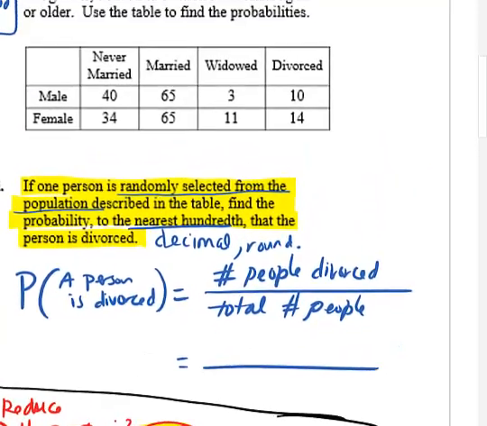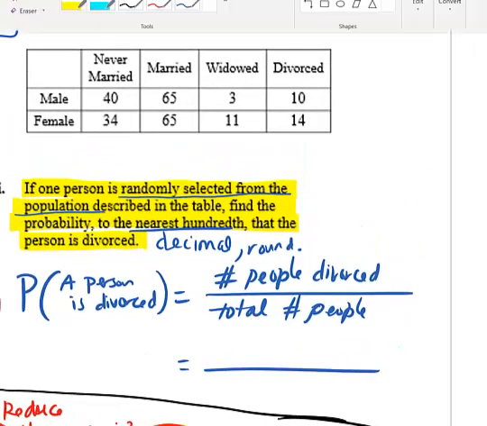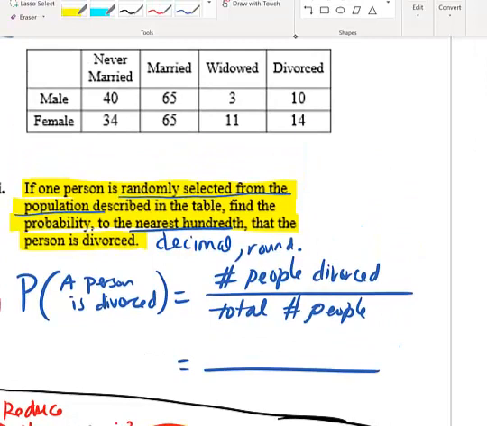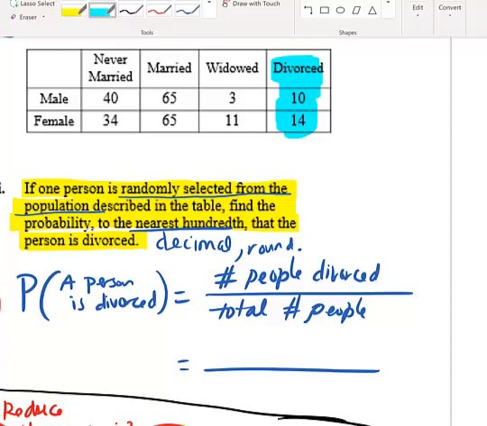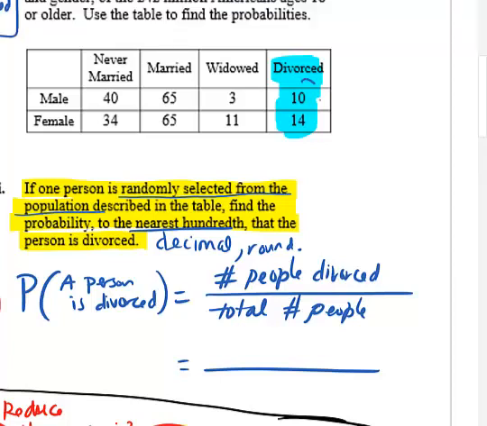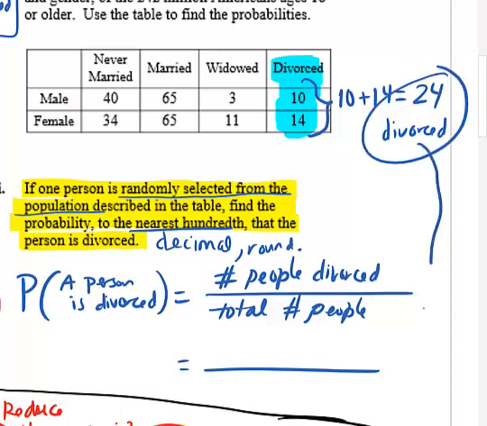How many people are divorced? It looks like there's a couple numbers there that we want to add together, because in the table male and female are split apart. We have 10 million males that are divorced, and 14 million females that are divorced. So it's 10 plus 14 equals 24 divorced. So the total number of divorced would be 24. That'll be the numerator.